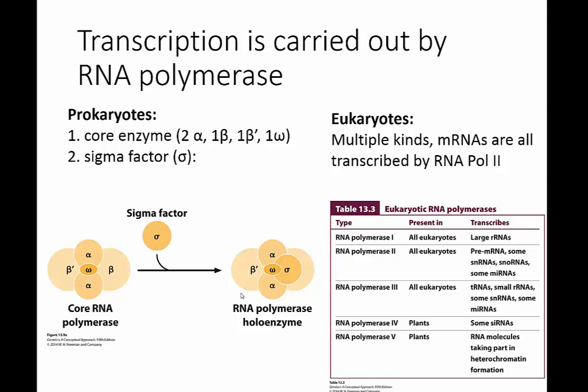In eukaryotes, there are multiple kinds of RNA polymerases. There are three primary ones in all eukaryotes, and RNA polymerase II is the primary one that is used for messenger RNAs. So RNA polymerase I and III are used for particular types of functional RNAs that would be genes in which RNA is the final product of that gene. Also in plants, there are two other RNA polymerases. We're not going to go into those at all.